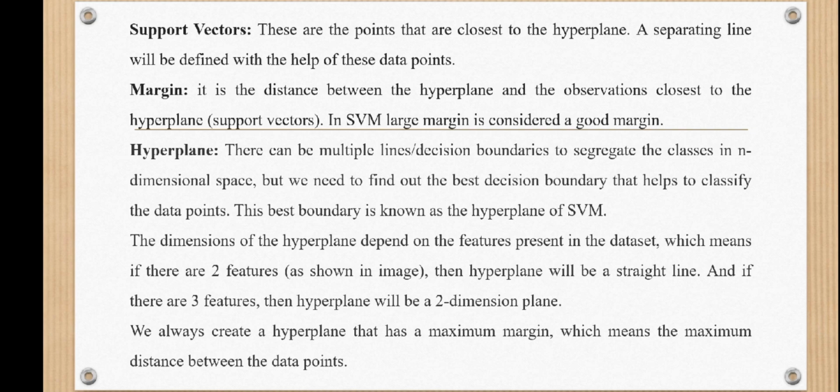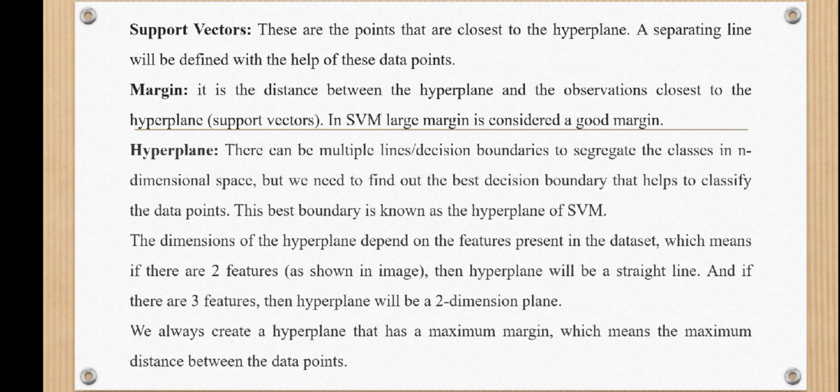Common terms that are used in SVM. Support vectors, margin and hyperplane are commonly used in SVM. Support vectors. These are the points that are closest to the hyperplane. A separating line will be defined with the help of these data points. Margin. It is the distance between the hyperplane and the observations closest to the hyperplane. In SVM, a larger margin is considered a good margin.